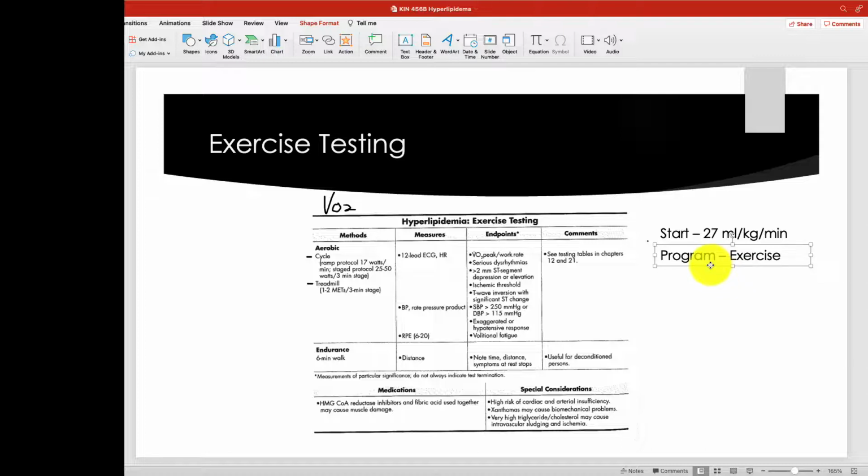Are we going to do concurrent training? Are we going to do agility ladders? Are we going to do power training? Are we going to do speed training? How are we going to take our training and make this better?